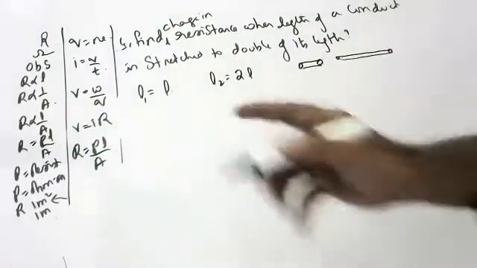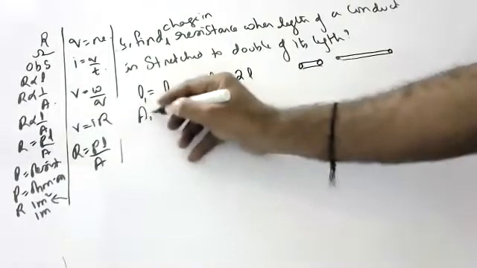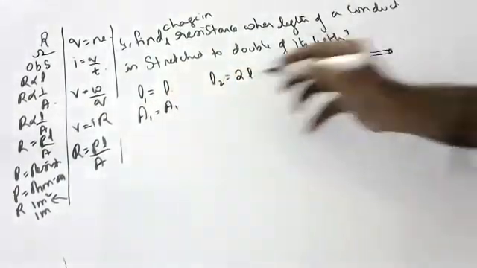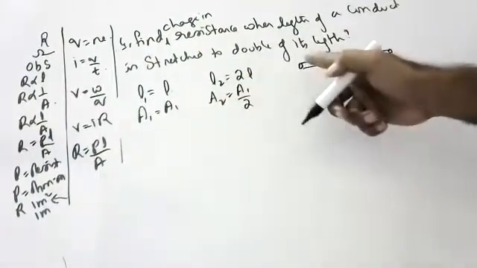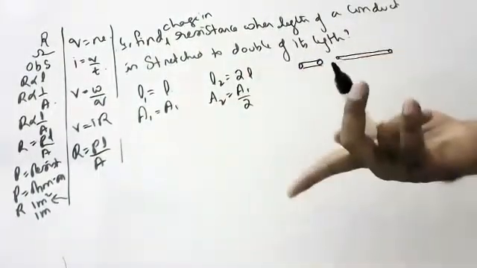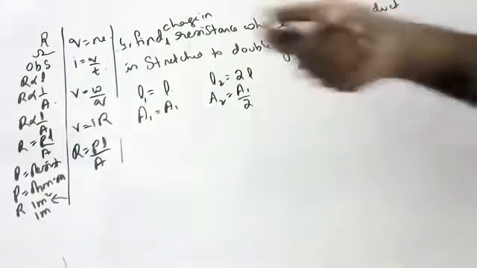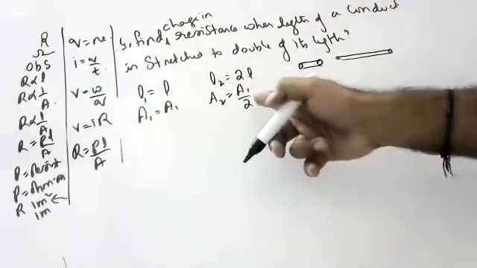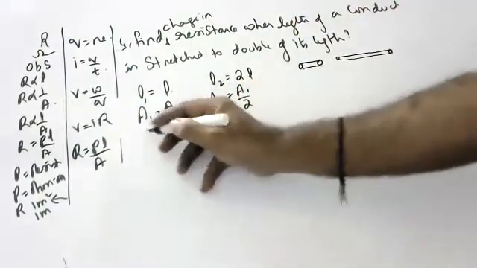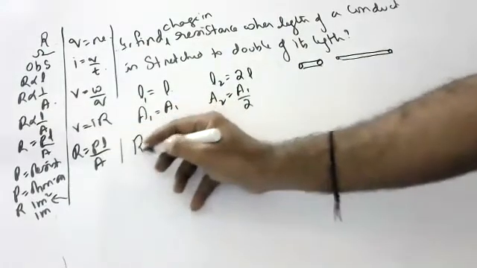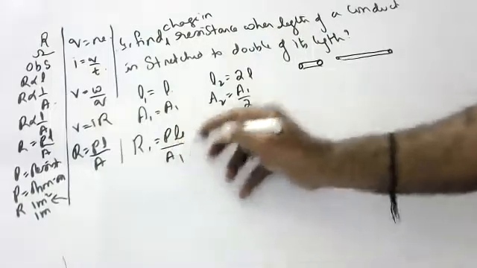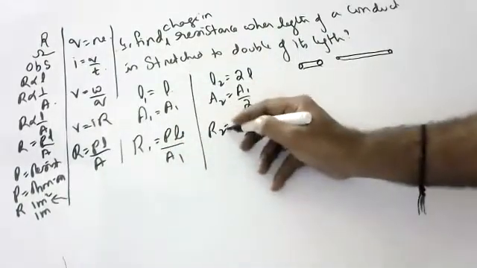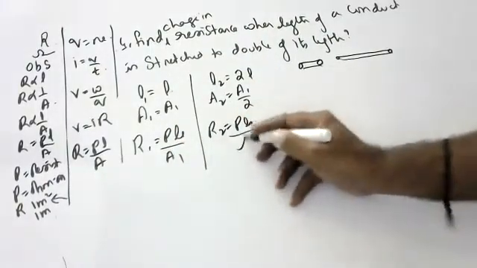Children, when you stretch anything, the area will become half. When you stretch it to double, the area will become half. When you stretch a thick wire, it will become thin, no? So the area will become half. So, children, see here, R1 is rho L1 by A1. R2 is rho L2 by A2.